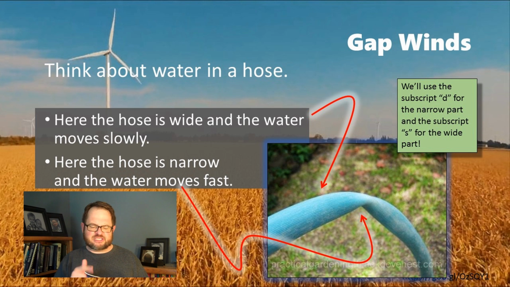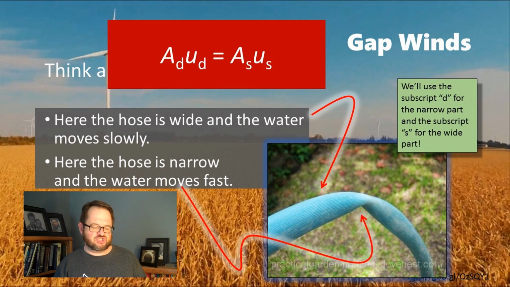We're going to just real quick use the subscript D to mean the narrow part and S to mean the wide part, just because that's the notation that was used in another book. But you can see how you just end up with the same equation here. Instead of A1U1 equals A2U2, now it's just ADUD equals ASUS. And it works just fine.